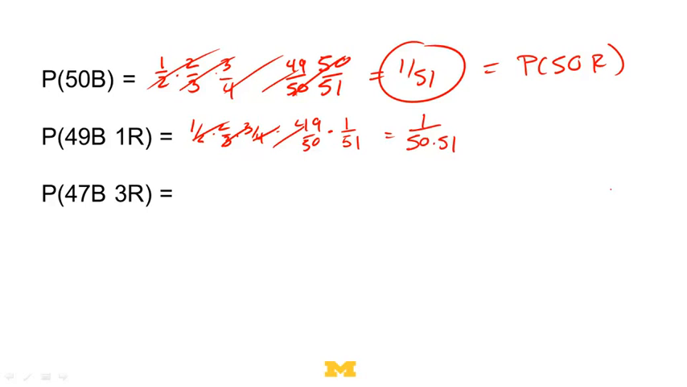So this red ball could have occurred anywhere, and it could have occurred in any one of 50 places. It could have occurred first, second, third, fourth. So I've got to multiply the probability of getting 1 red and 49 blues. Just multiply that by 50, and I get 1 over 51. So now those are the same.